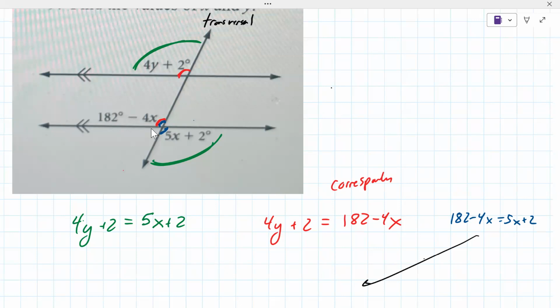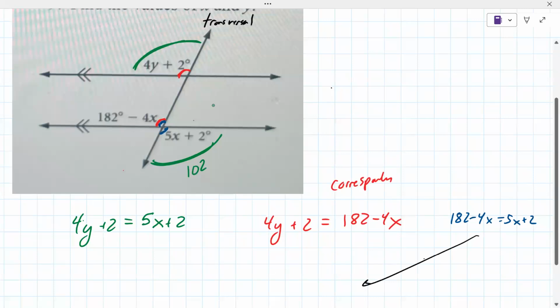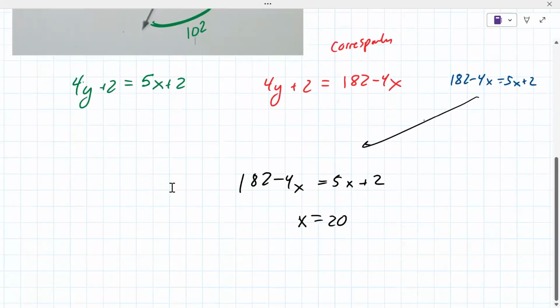I got 102. It is 102. Good. Okay, now let's just say I wanted you to solve for y. So let's focus on the green equation here. You just said that x is 20, so this over here is 102. Could you solve this for y, please?